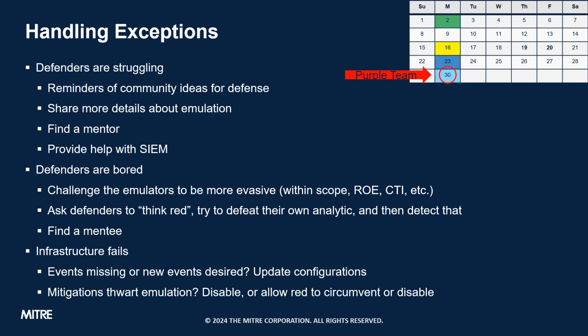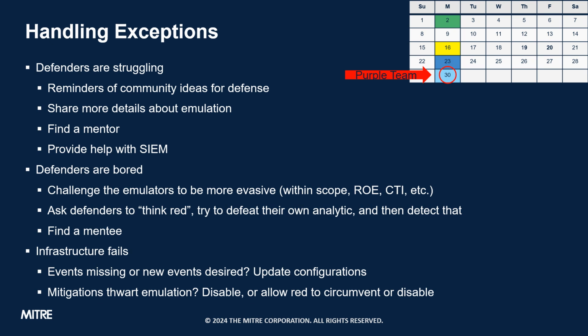On the other end of the spectrum, you might have some defenders who quickly succeed and get bored. There's almost always a new challenge for them, though, and you can help push them to continue to improve, even if you personally don't know of a better defensive idea. For example, you can ask the emulators to execute a more evasive implementation, or ask the defenders who are doing so well to put on their red hat and try to defeat their own analytic. Then challenge them to write a new analytic that couldn't be evaded that way. You could also pair this person up with a teammate who's struggling.